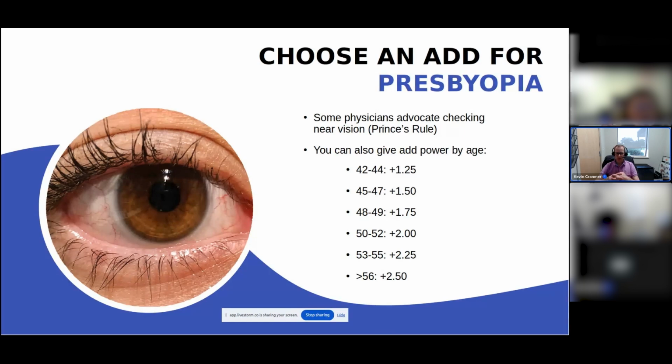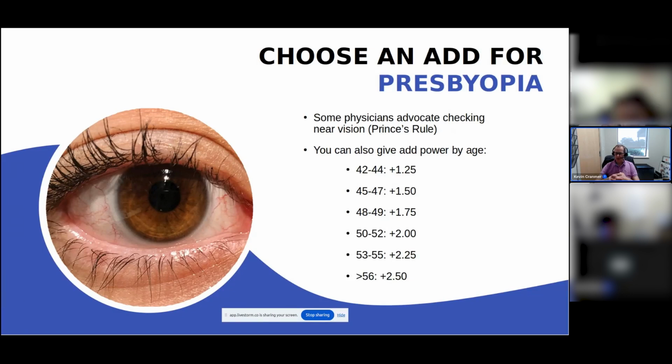You can use Prince's rule for this. That's a little bit beyond this course. Someone had asked if we have an additional course beyond this. We are going to be doing that in more advanced refraction, where we'll talk about Prince's rule, checking the vertex distance on the machine, and other things like duochrome and whatnot.